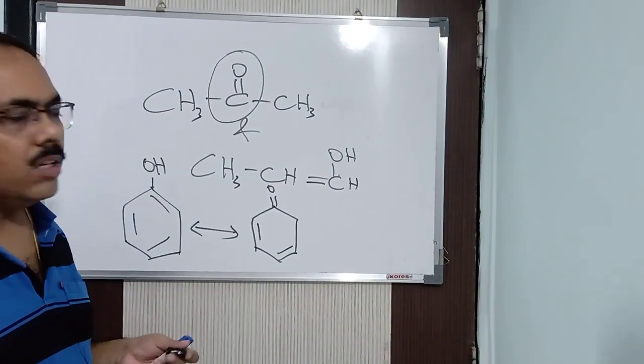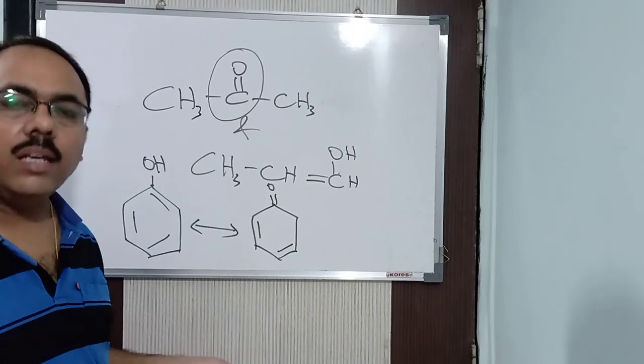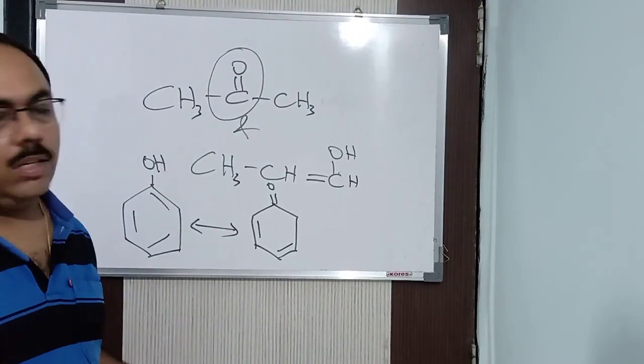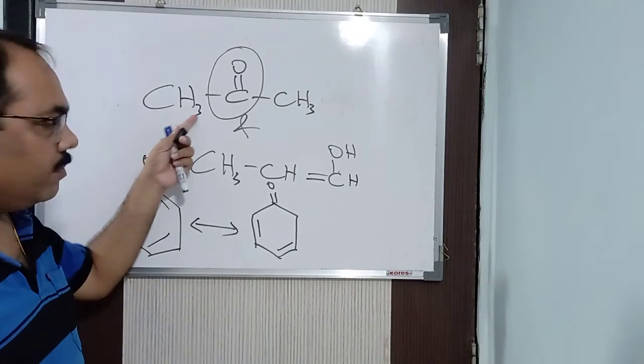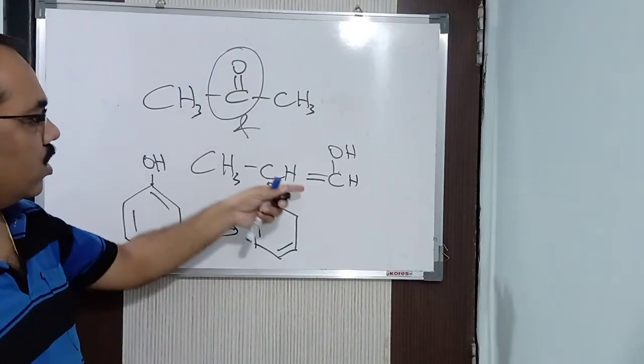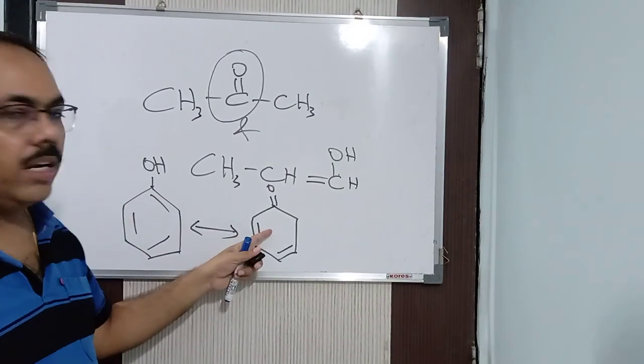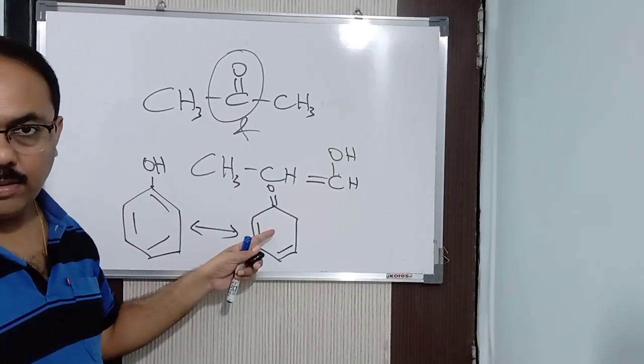So how do we come to know? This is known experimentally. Experimentally we know that the keto form is more stable than the enolic form in this case, because here the C=O bond is stronger than the C=C bond, and here the enolic form is more stable than the keto form. Clear? Thank you very much.